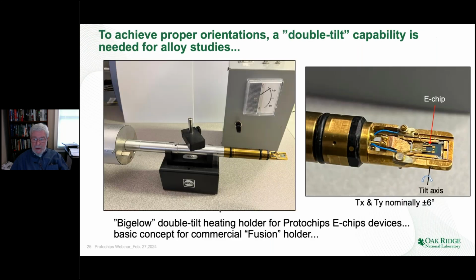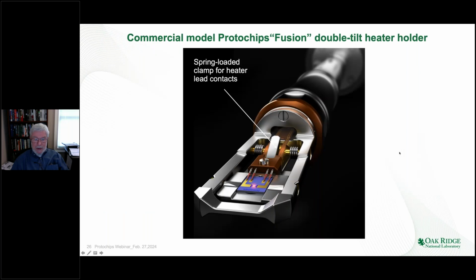So I mentioned the double tilt holder. This is the first generation double tilt holder, the only one in existence now. It had a ±6 degree beta tilt axis. It's kind of the general features for the tilt mechanism for the commercial fusion holder, which is this holder. I think we built this entire holder for about $7,500. But it worked.